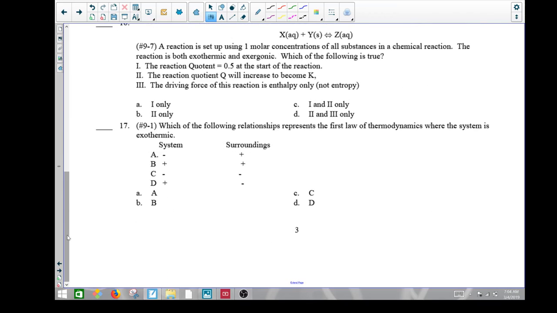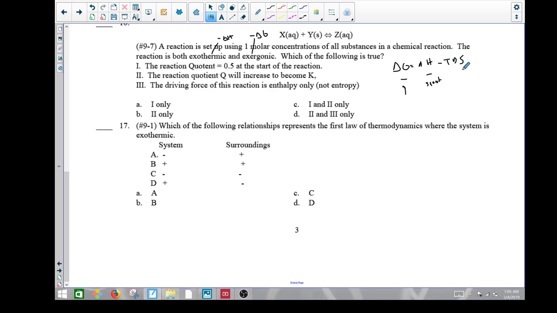Okay. So it says a reaction mixture here is set up using a 1 molar concentration of all the chemical reactions. The reaction is both exothermic and exergonic. This means I have a negative delta H and a negative delta G. All right, this following is true. Now again, a couple things here. Delta G equals delta H minus temperature times delta S. This guy is negative. Okay, that means, because this is spontaneous, that the sign of delta S could be either, depending on the temperature.